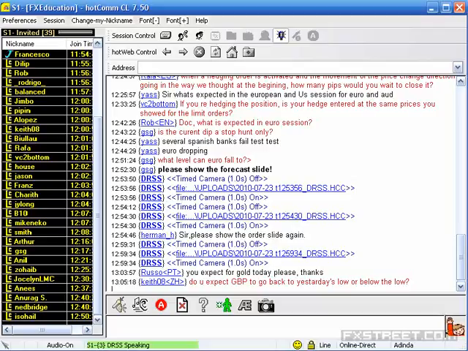I'll show the order slide. I have only kept limit orders near that of the high in the case of numerator currencies. In the case of the denominator currencies, near that of the low, the limit order.